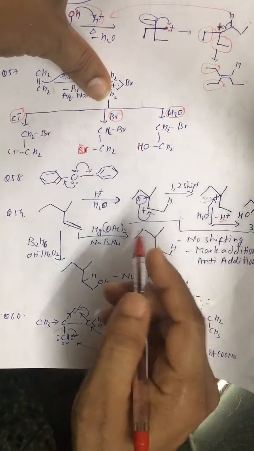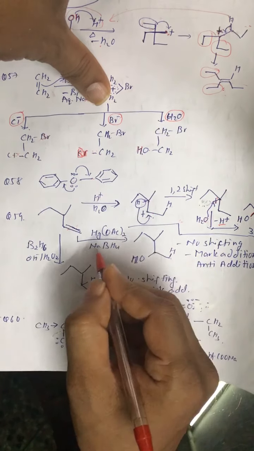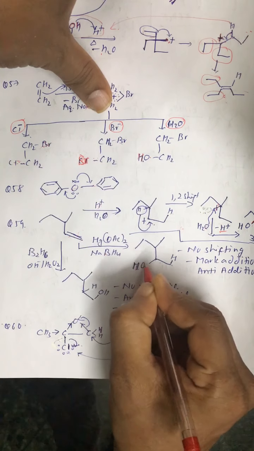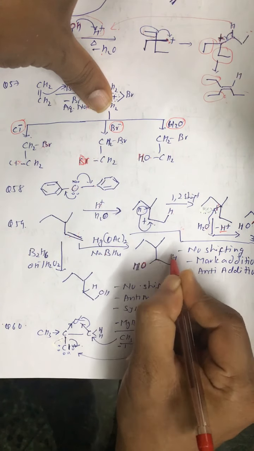In the second case, what I told you, it is simply the attack of H and OH from opposite sides, and it is according to Markovnikov's addition. So see, OH is attacking this double bond from this side and H is attacking from this side.